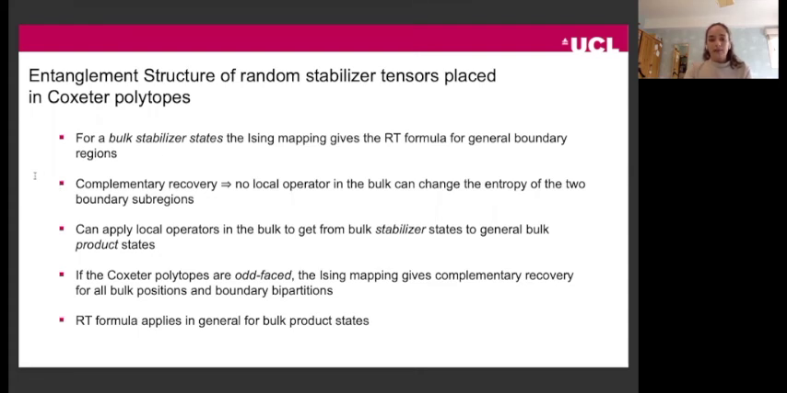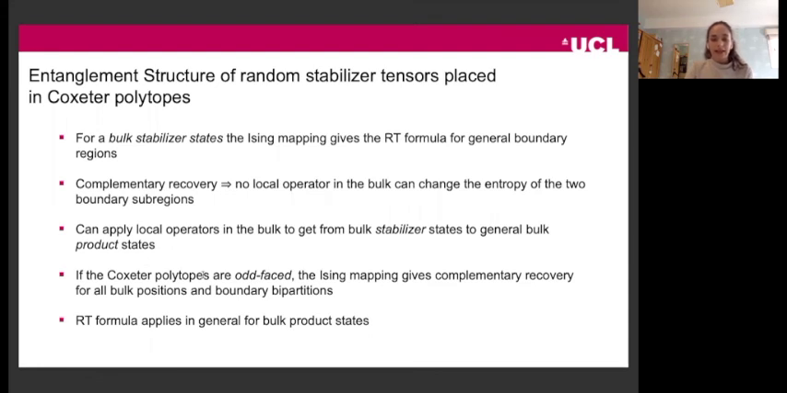Complementary recovery would imply, considering it can only be reconstructed on one, not the other, that no local operator in the bulk can change the entropy of two boundary subregions. So if we have complementary recovery, this means we can apply local operators in the bulk to get from bulk stabilizer states to general bulk product states without changing the entropy, and hence without changing the satisfaction of the Ryu-Takayanagi entropy formula.